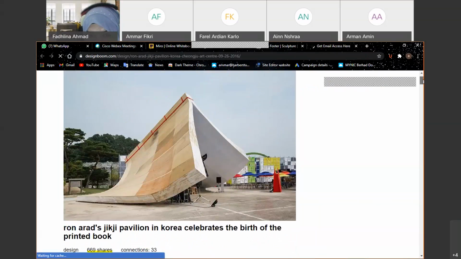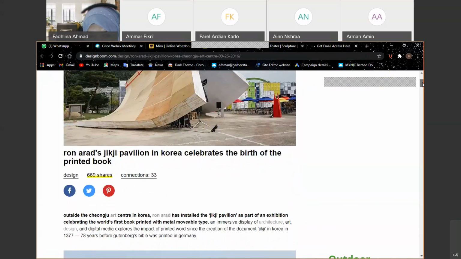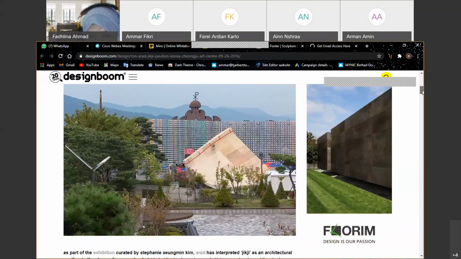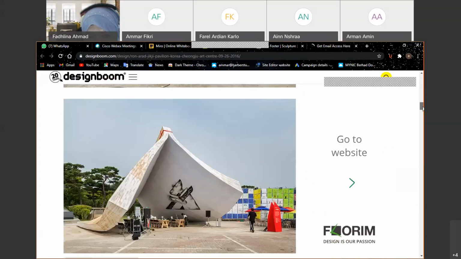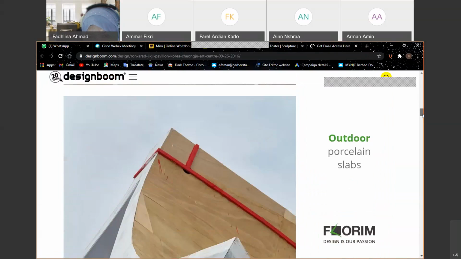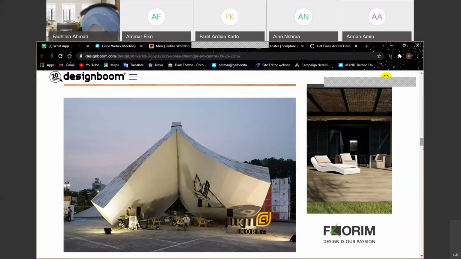This is my inspiration for my pavilion for project 4. But I want to make it more abstract, not too literal.